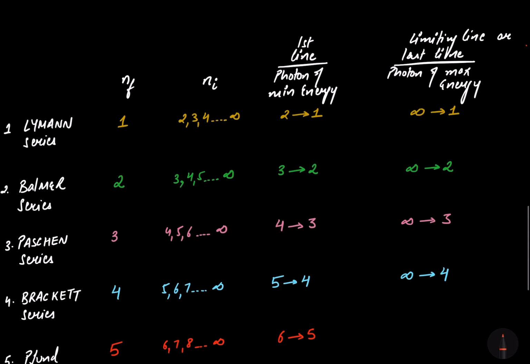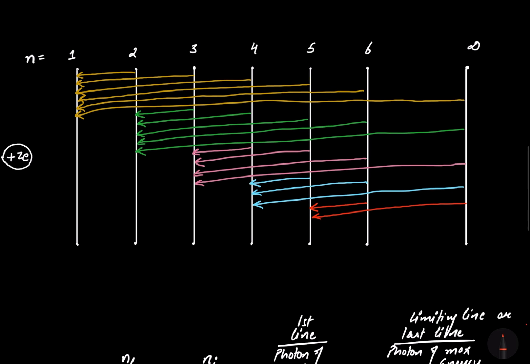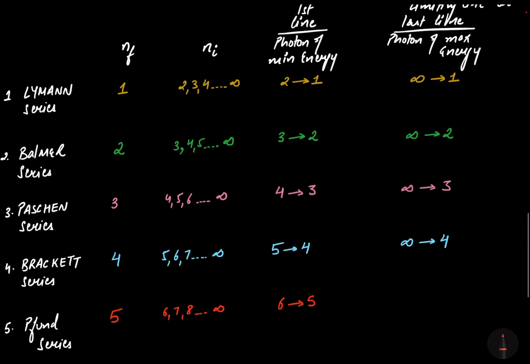Now the limiting line, the last line, you can see that the energy gap between the infinity and the 5th orbit is maximum in case of the Pfund series. So here the photon emitted will be having the highest energy. So the limiting line, the last line, comes out to be the transition of electron from infinity orbit to the 5th orbit. So here I'm writing the limiting line will be obtained from infinity orbit to the 5th orbit.